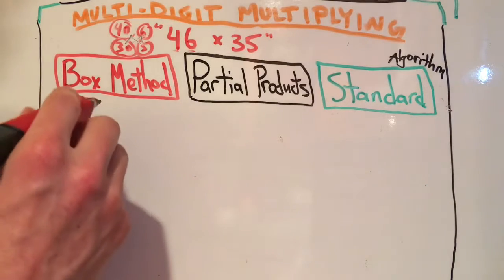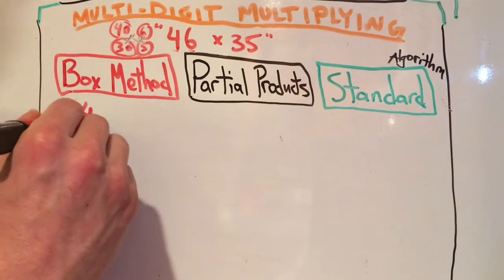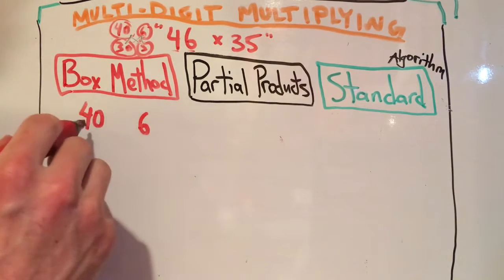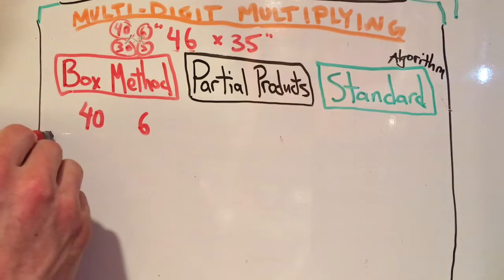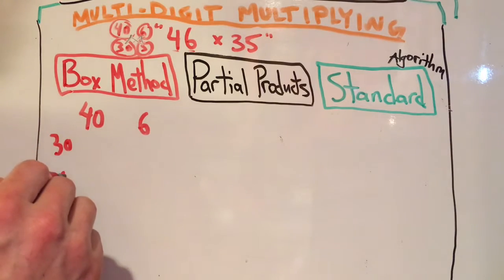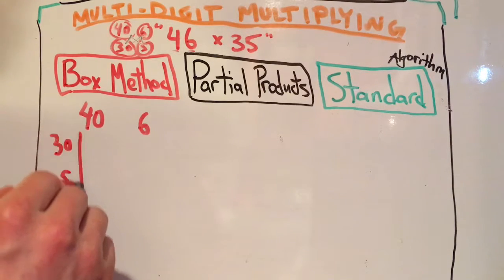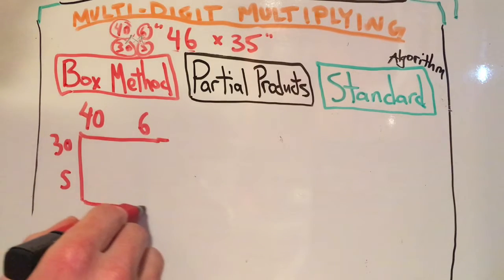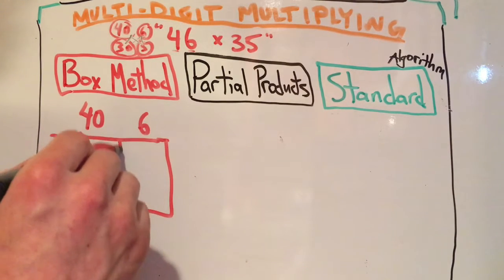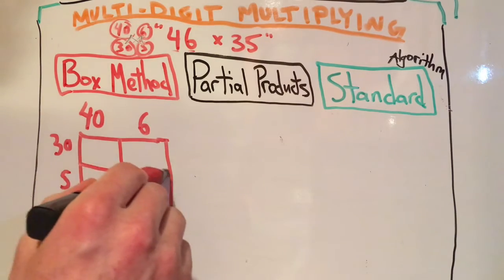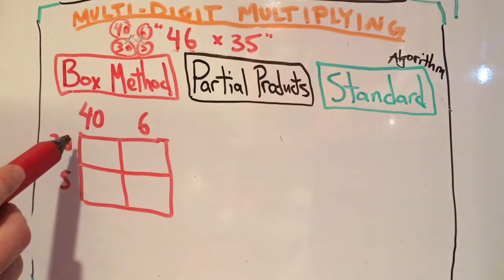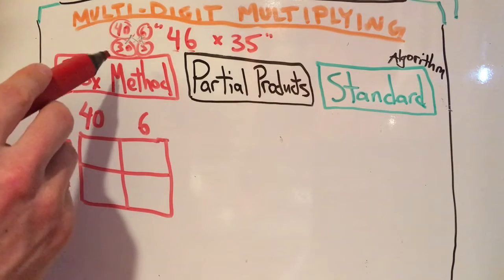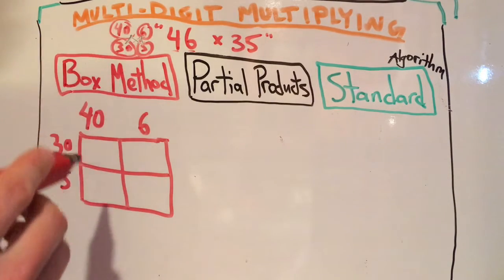The box method takes 40 and 6, so it takes 46, and it multiplies it by 35 by splitting it up into its two simpler parts, and then giving each number a space to write the partial product in that we talked about before.